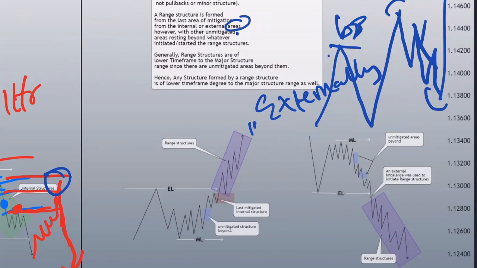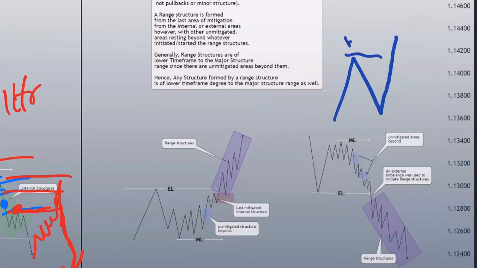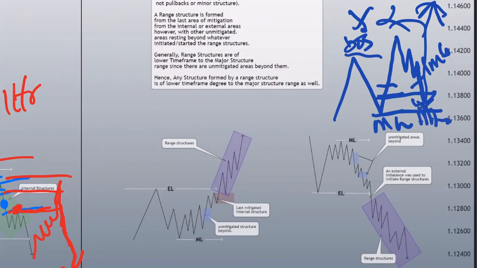I hope your questions are getting answered gradually. That is, for example, if we have something like this, a breakout of external liquidity, such that this is our major liquidity. Now, let's say this is the unmitigated area, the imbalance. Price now pulls back all the way, fills the imbalance and every remaining unmitigated area beyond it, and then creates a new high. This new low to this new high is not a range structure. A range structure happens externally. Rather, it is the new structure range. That means this new low is the new major liquidity low, and the new high it formed will be the new external liquidity.